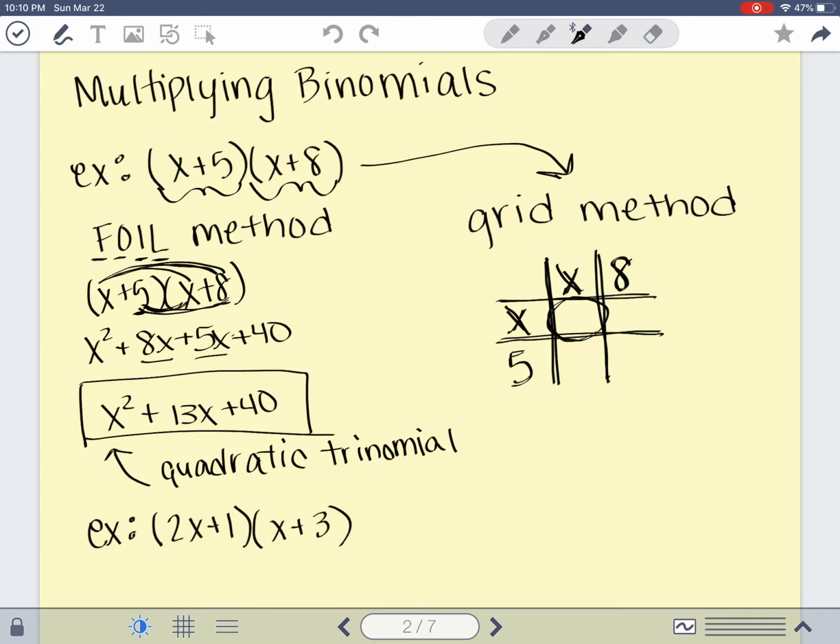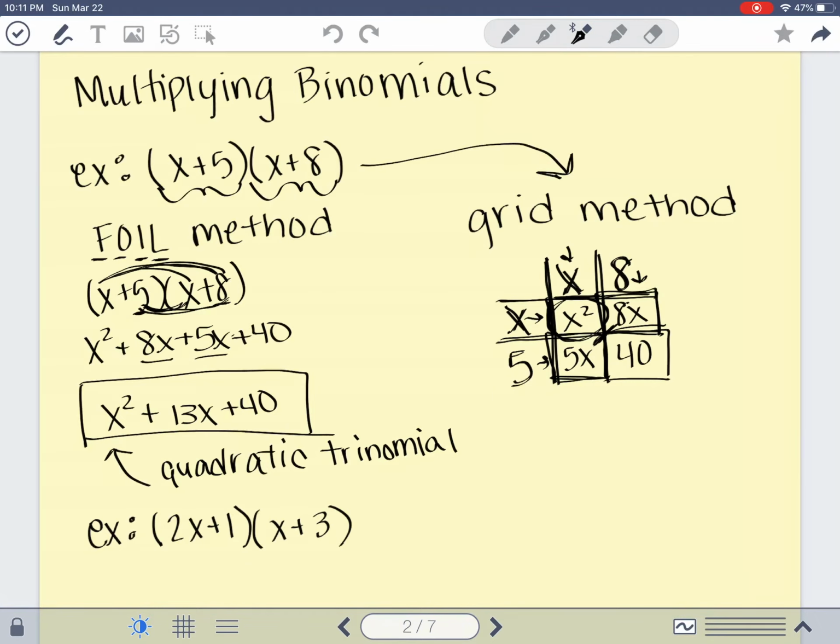So in this box, notice how my x and my x line up. So x times x gives me x squared. In this box right here, that's where x and 8 go together, so 8 times x gives us 8x. Right here in this box, we've got our 5 and our x, so we've got 5x. And then in our last box here, we've got our 5 and our 8, so we get 40.